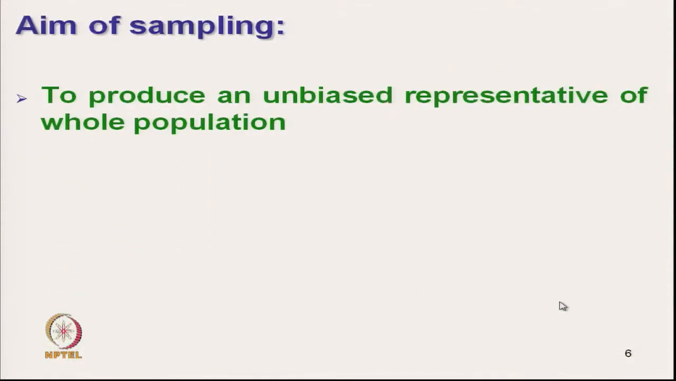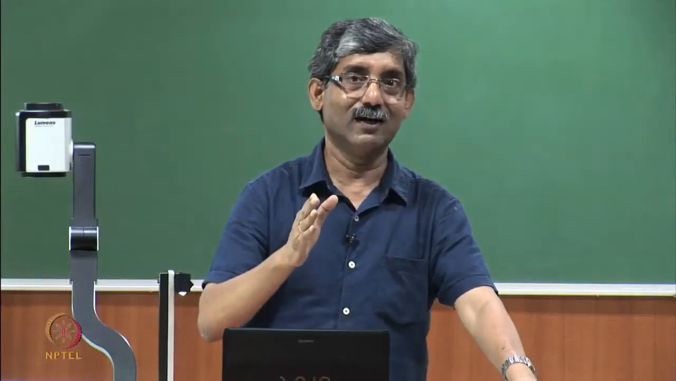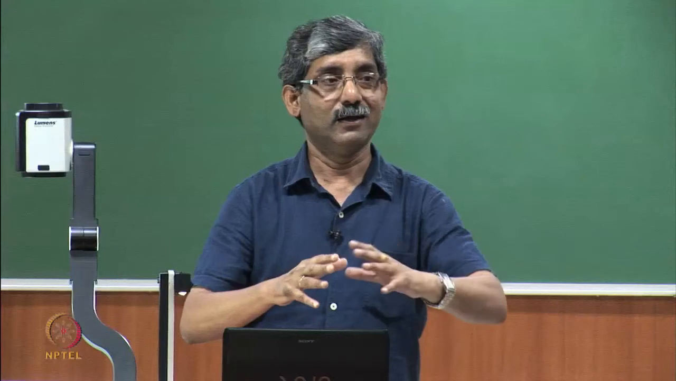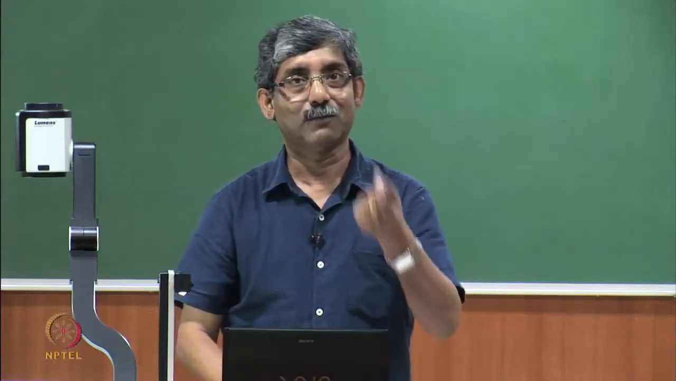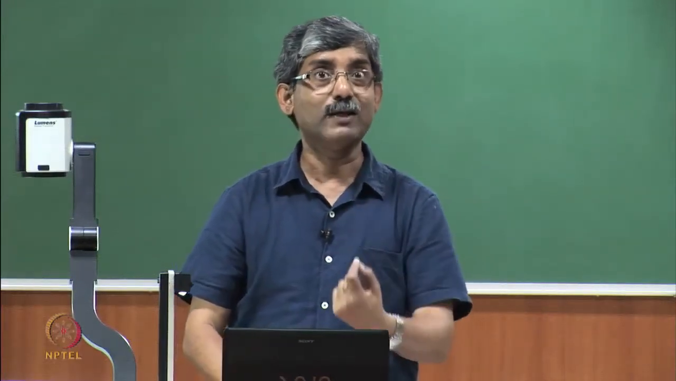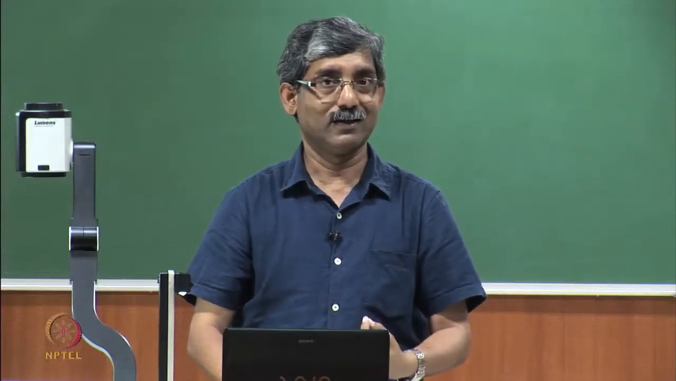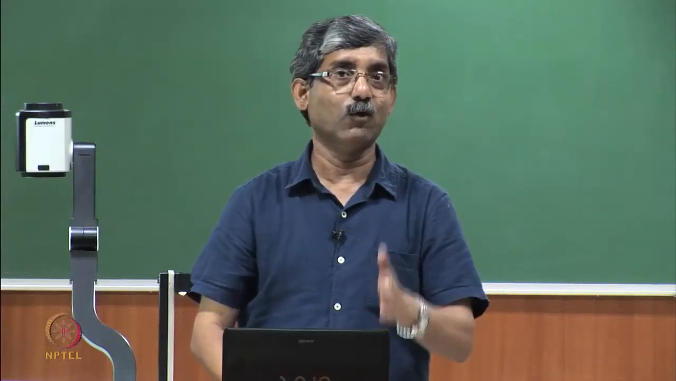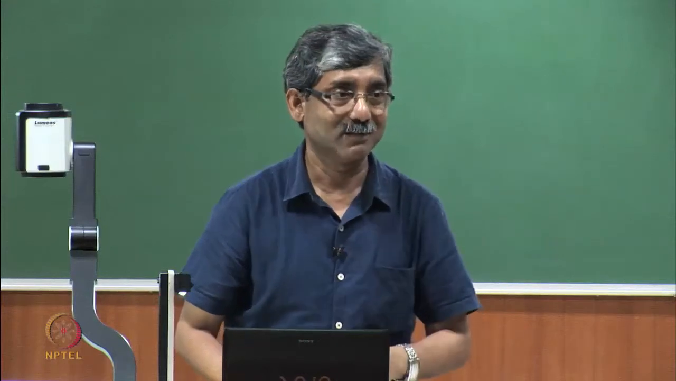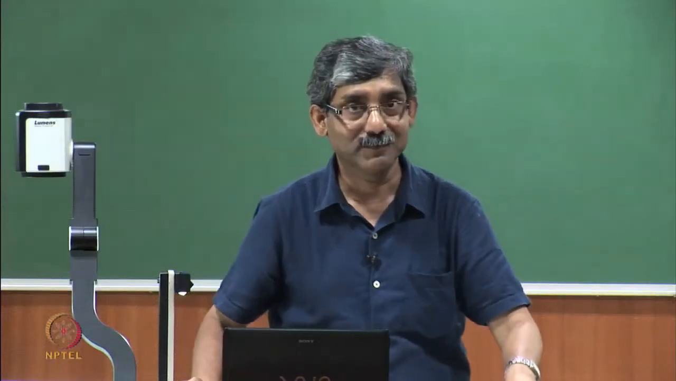So, the basic aim of sampling is to produce an unbiased representative of the whole population. It should be free from bias. The result of the sample may be different from the population, but the sampling should be unbiased. The only variation should be due to chance, but none other than that.